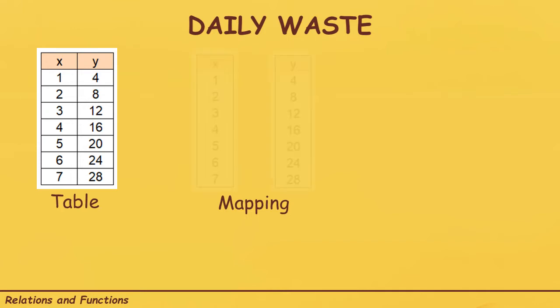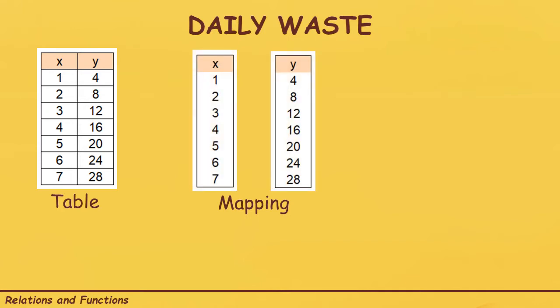So based on our daily waste, ayan, pinaghiwalay lang natin sila. X: 1, 2, 3, 4, 5, 6. Yung Y naman: 4, 8, 12, 16, 20, 24, 28. So ito ay makikita rin natin, pwede nating pagbasihan yung ating table. Pero kung mapping ang ating gagawin, kailangan meron tayo ditong arrow. So yung 1 is to 4. Bakit sa 4? Kasi ang isang adult can generate 4 kilograms of daily waste.